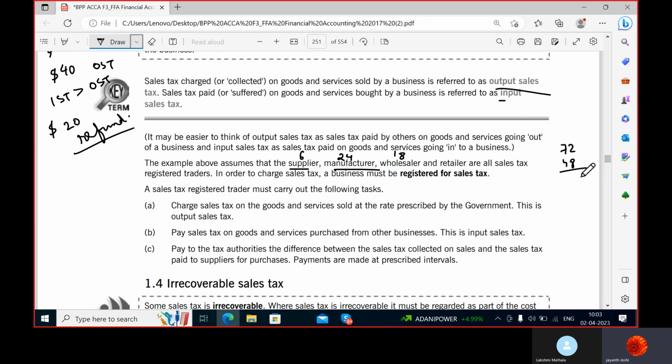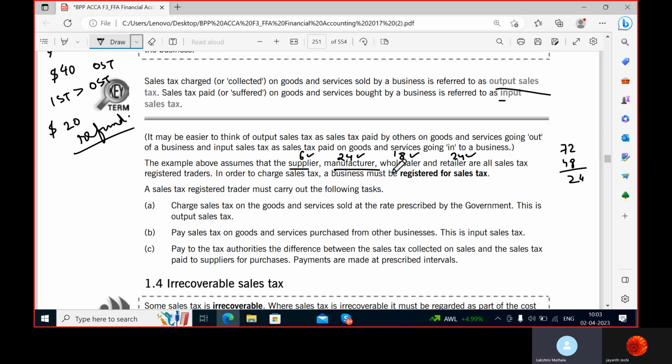Okay, that is 24. So the retailer has paid an input sales tax of 24. Is this clear? The supplier has paid $6, manufacturer $24, wholesaler has paid $18, and the retailer has paid $24 from the previous example.